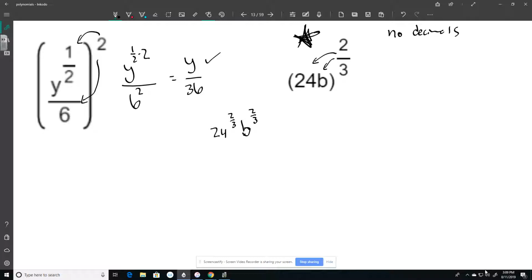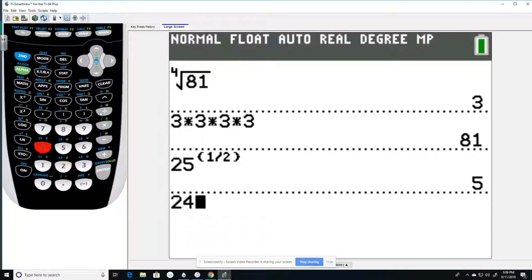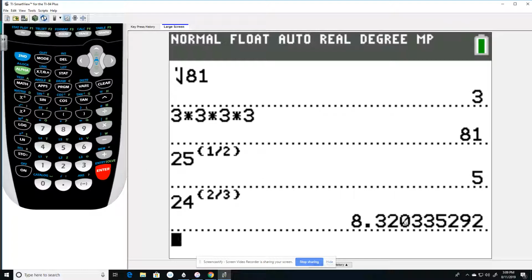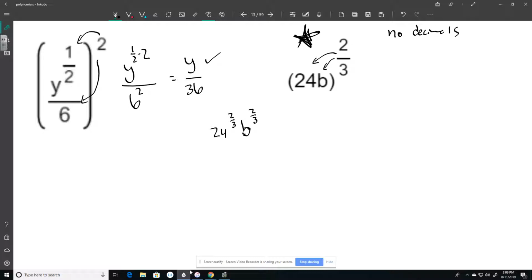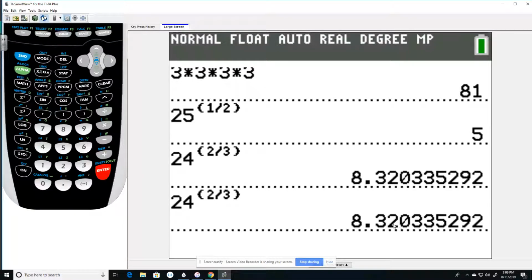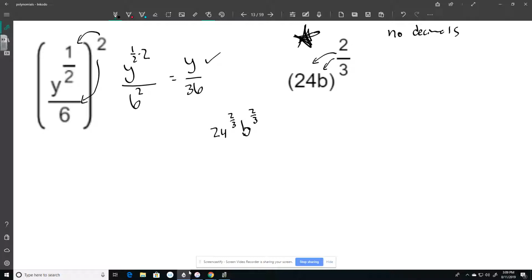B to the 2/3, that's just going to stay b to the 2/3. We don't need to mess with that. But this right here is what causes us a problem, because if I try to put that in my calculator, 24 raised to the 2/3 power is going to give me a big, long, ugly decimal. And it doesn't like that. I can't even get the calculator to give me a nice answer for it. So we've got to do a little bit of work to simplify this problem, because technically this is correct. This is also correct as a decimal, but it wants us to simplify the 24 to the 2/3.